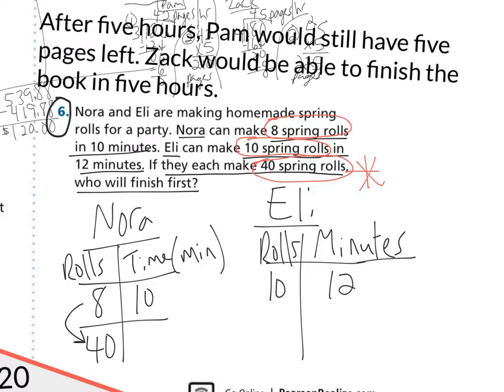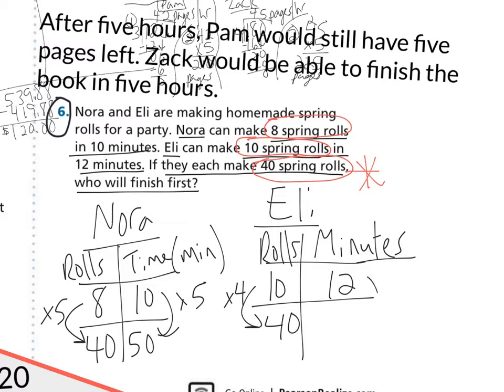Going from 8 to 40, you can see that'd be 5 times as many rolls. So 5 times as long it would take her if she can keep her endurance here. So that would be 50 minutes for Nora. And if we look at Eli, he's starting with 10. So 10 to 40, that'd be 4 times as many. So 4 times as many would be 48 minutes for him. And so you can see here Eli would finish first. And more specifically, we could say that Eli would finish 2 minutes faster than Nora.